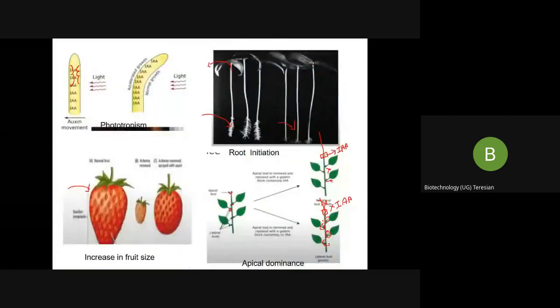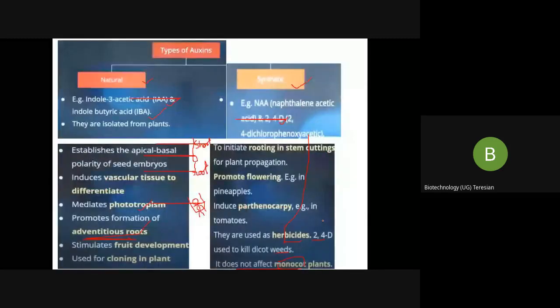So remember, the main important point is that it is inducing root formation in your tissue culture plant. That is what you have to remember, the most important point. Apart from these, whatever I mentioned, it also promotes flowering.